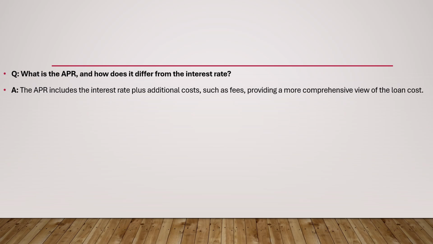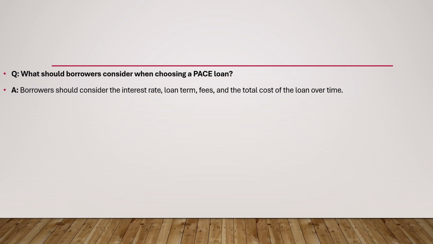The APR includes the interest rate plus additional costs, such as fees, providing a more comprehensive view of the loan cost. What should borrowers consider when choosing a PACE loan? Borrowers should consider the interest rate, loan term, fees, and the total cost of the loan over time.